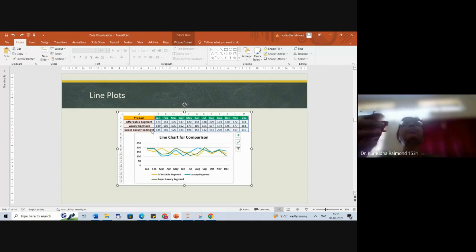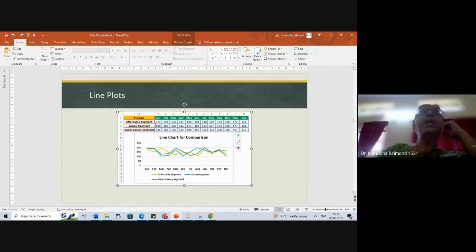So, for example, if it is house purchasing: affordable, luxury, super luxury. Each one of them, with respect to Jan, Feb, March, etc., up to December, each one of the rows corresponds to a particular aspect. So I can draw the affordable segment as a separate line, the luxury segment as a separate line, and the super luxury segment as a separate line. Here, actually, it has been joined. The reason being, in some cases it is worth combining. Sometimes there is no need. Here you can see the trend.